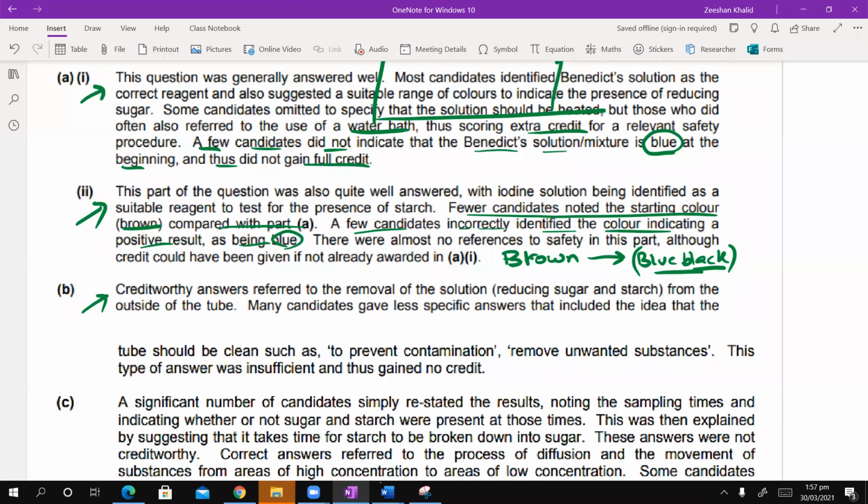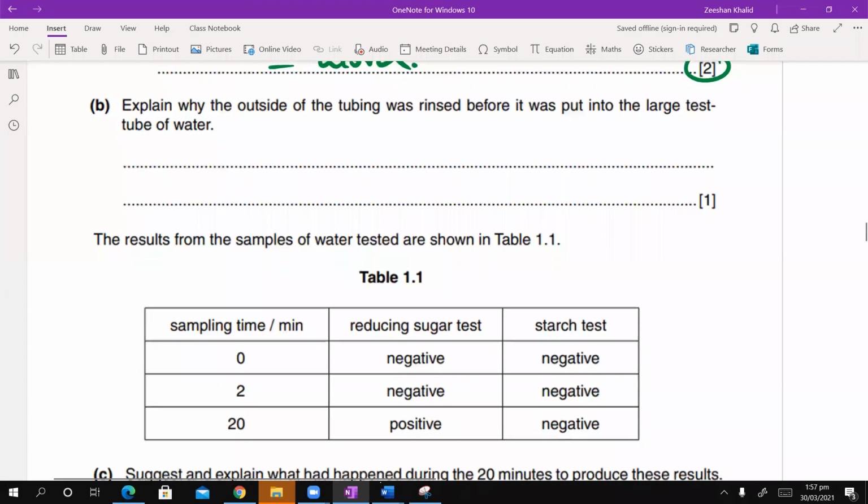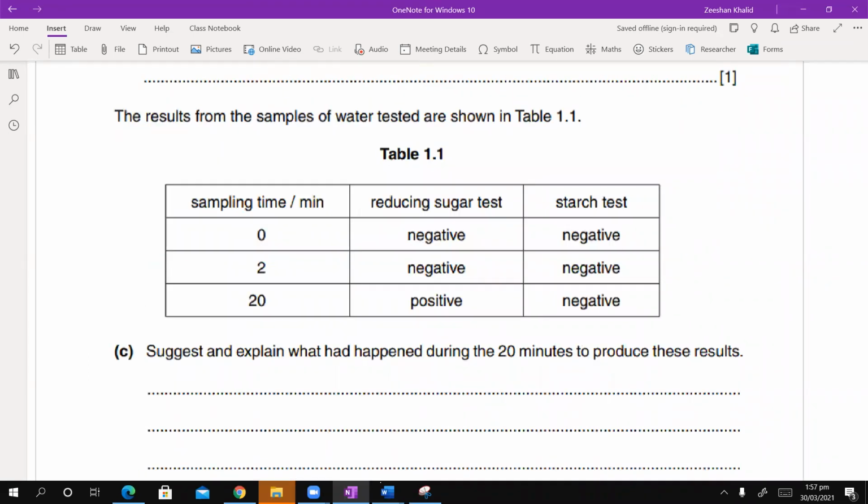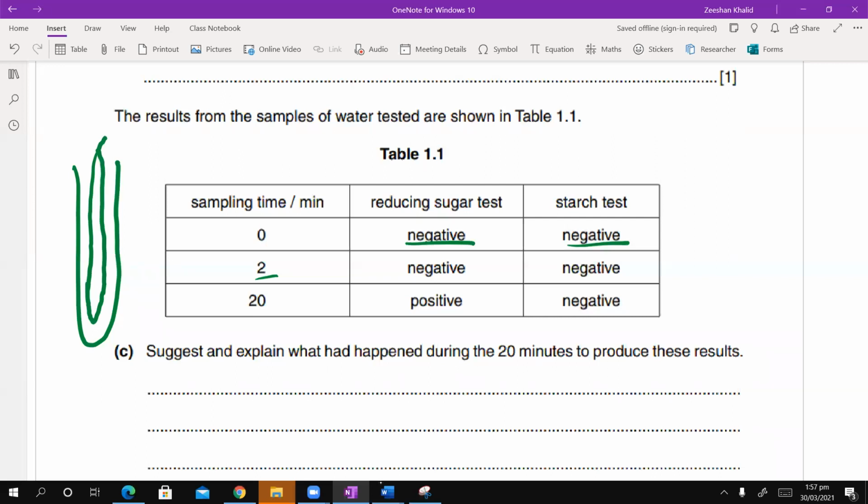Okay. चलिए जी, अगला part interesting है. The results of the samples of water tested are shown. Sampling time 0 पे reducing sugar negative था, starch test भी negative था. 2 minutes के बाद, अच्छा by the way मैं diagram redraw कर लेता हूँ यहाँ पे. ये अंदर आपका वो whisking tube है, ठीक है, और हमें पता है कि inside is starch plus glucose, और बाहर वाटर के अंदर सिर्फ क्या चीज आ सकती है बच्चों? Only glucose, right? Glucose. Good.